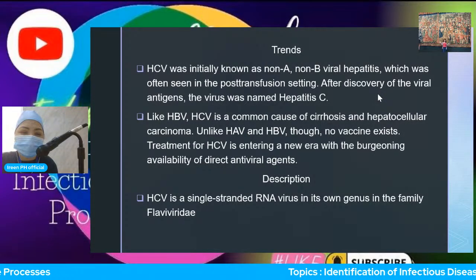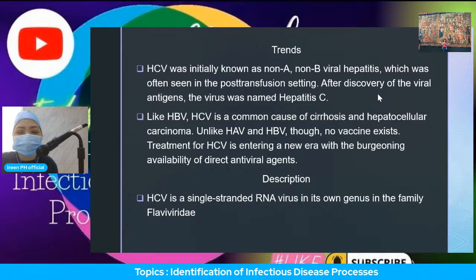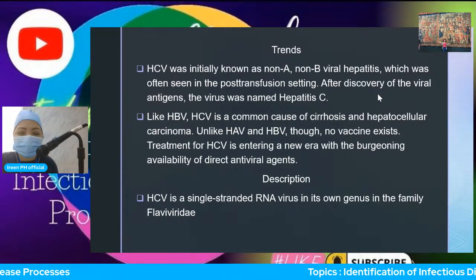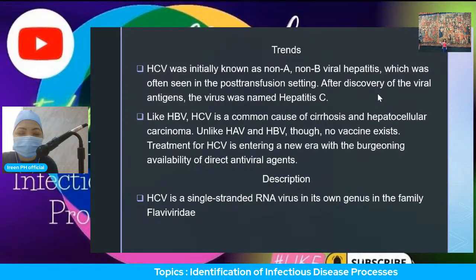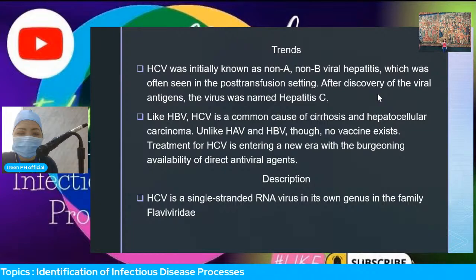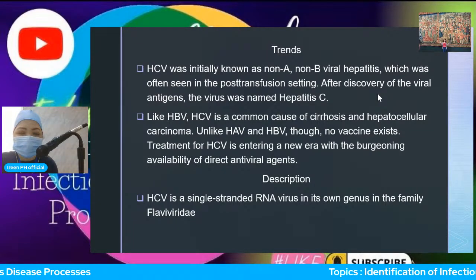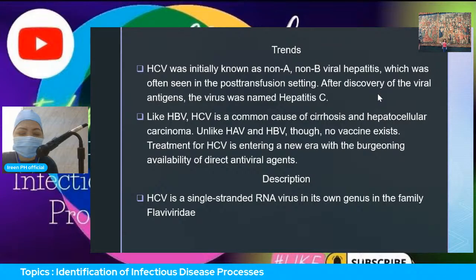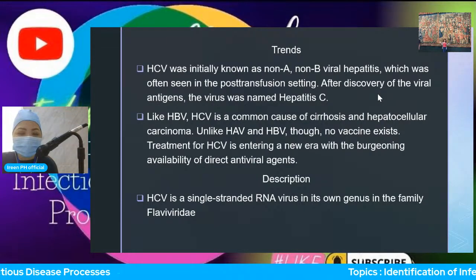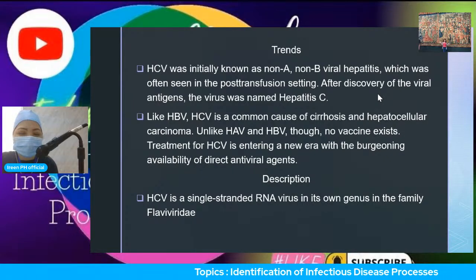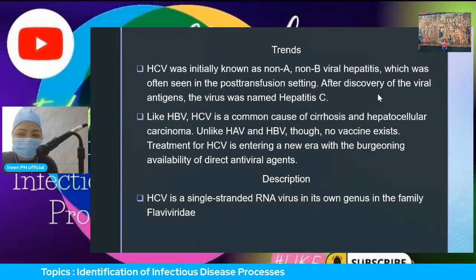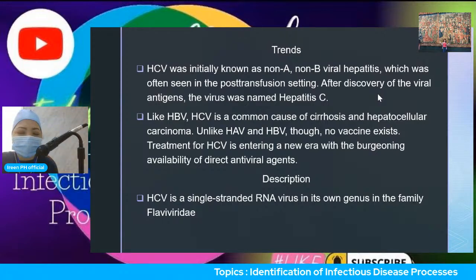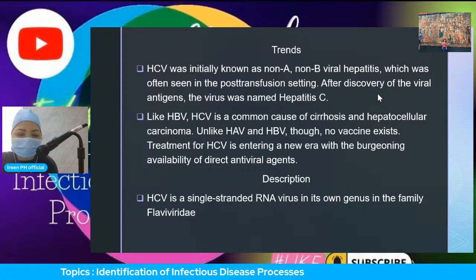Hep C virus was initially known as non-A, non-B viral hepatitis, which was often seen in the post-transfusion setting. After discovery of the viral antigens, the virus was named Hepatitis C. Like Hep B virus, Hep C virus is a common cause of cirrhosis and hepatocellular carcinoma. Unlike Hep A virus and Hep B virus, no vaccine exists.